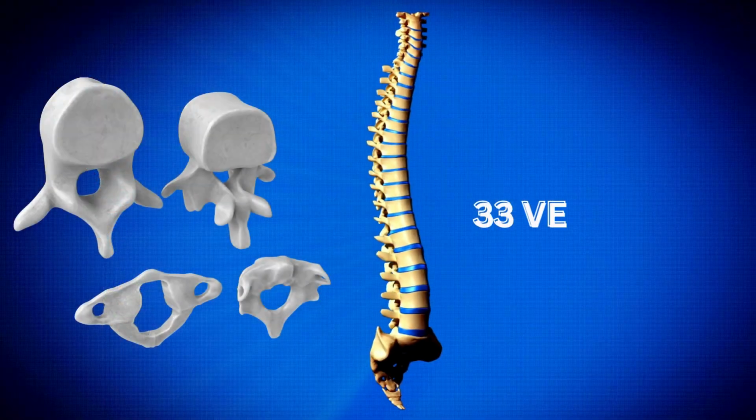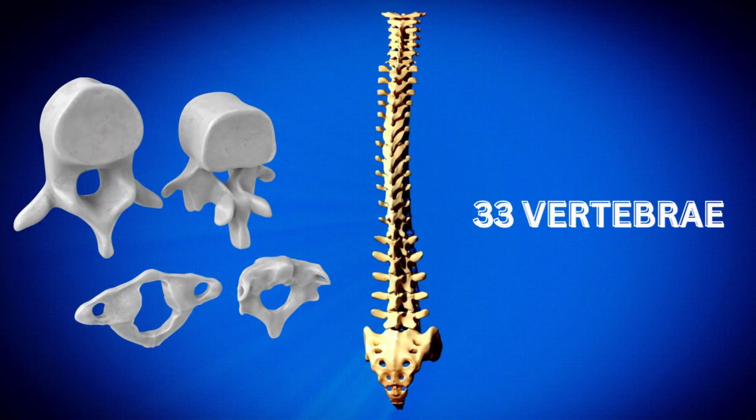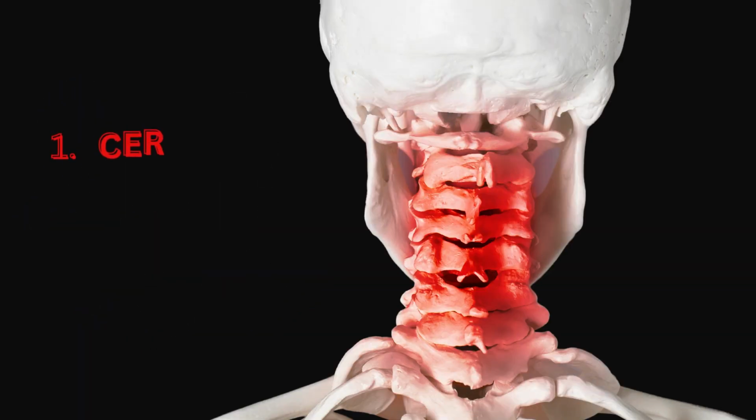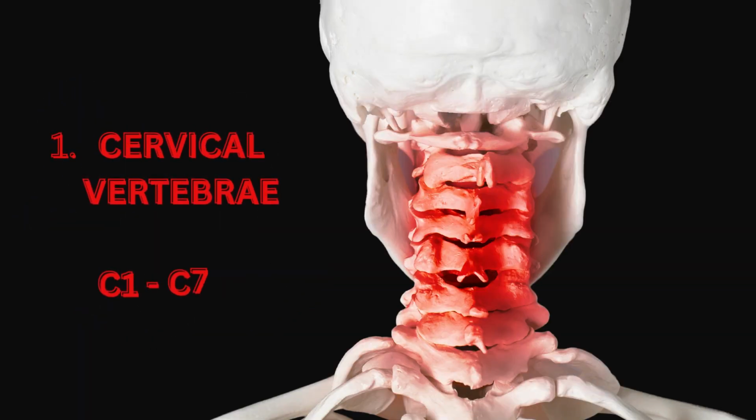Humans have a total of 33 vertebrae, which are grouped into different regions of the spine. Here are the main types of vertebrae in humans. 1. Cervical vertebrae, C1 to C7. C1, atlas, and C2, axis, have unique shapes and allow for head movement. C3 to C7 are typical cervical vertebrae supporting the neck.